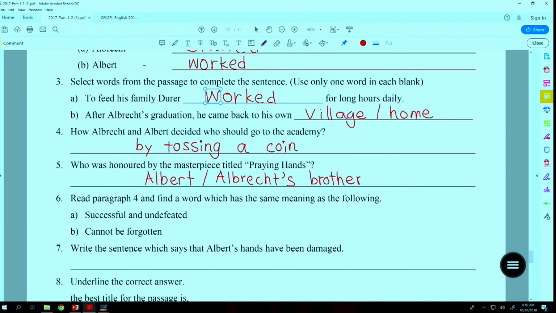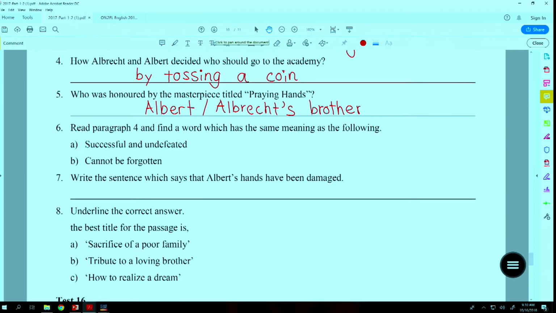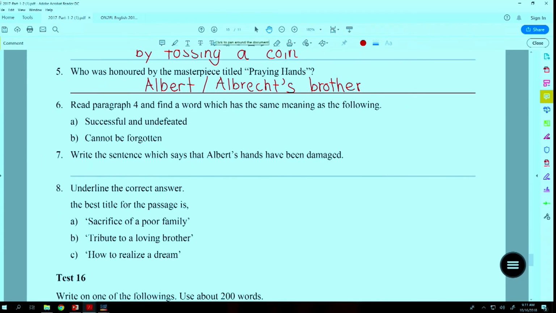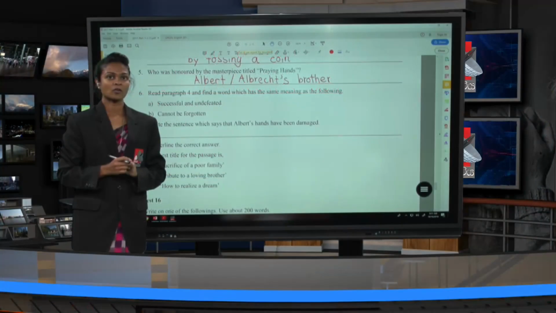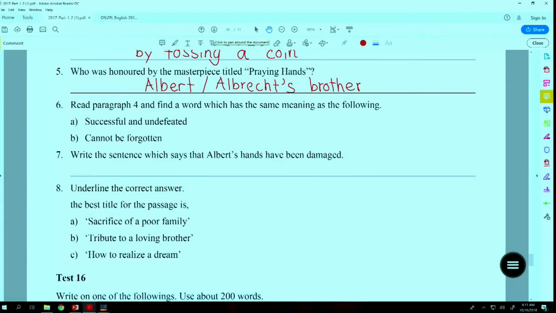Then sixth one. Read paragraph 4 and find a word which has the same meaning as the following. Simple A, successful and undefeated. What is the word? Successful and undefeated. That is triumphant. That is triumphant.